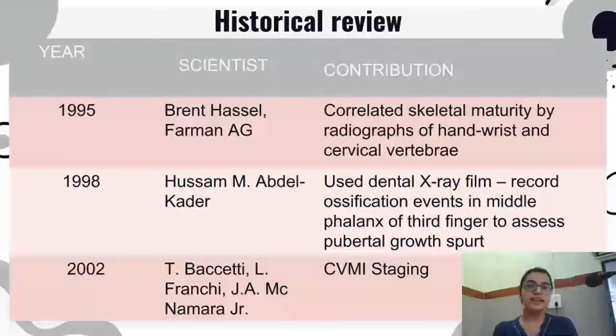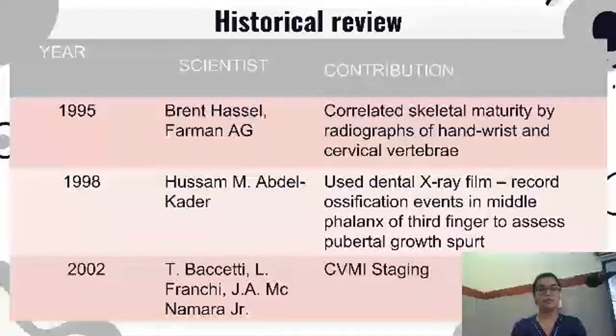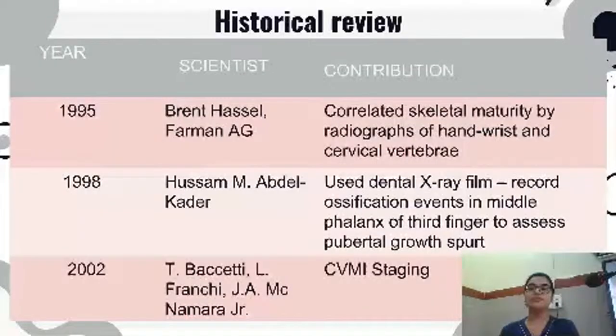In the year 1998, et al. made use of dental X-ray film and recorded the ossification events in the middle phalanx to assess the pubertal growth spurt. In the year 2002, Bassetti et al. modified the CVMI stages given by Hassel and Farman.